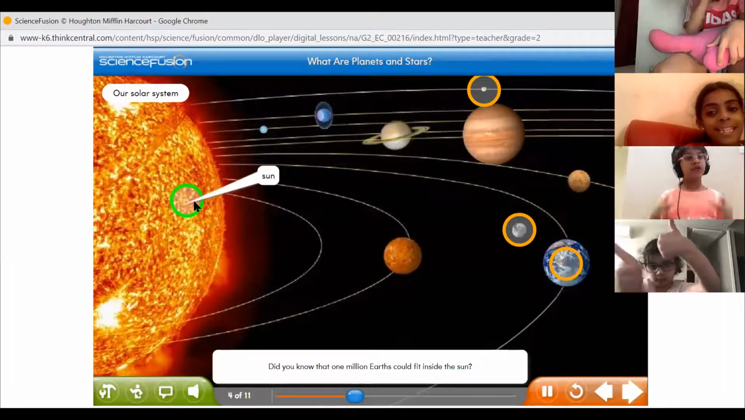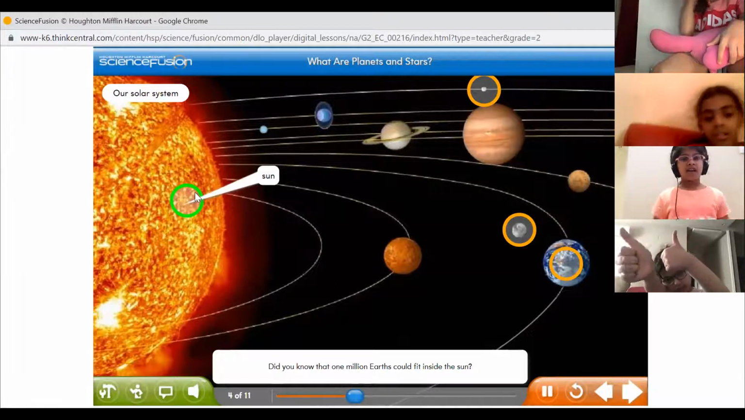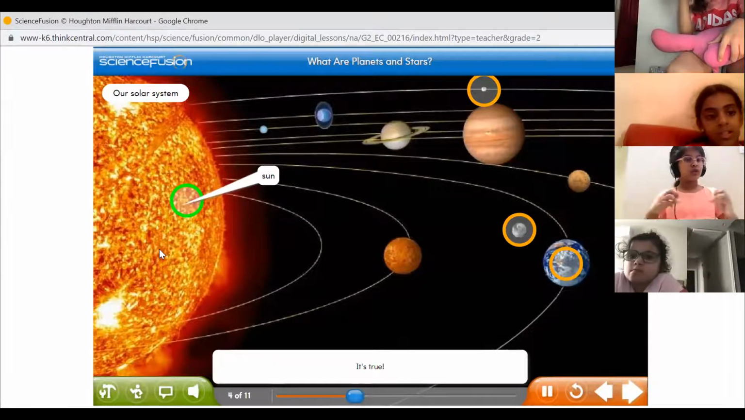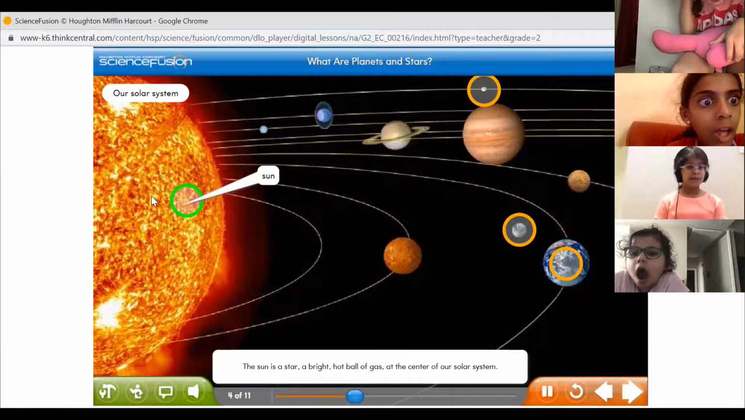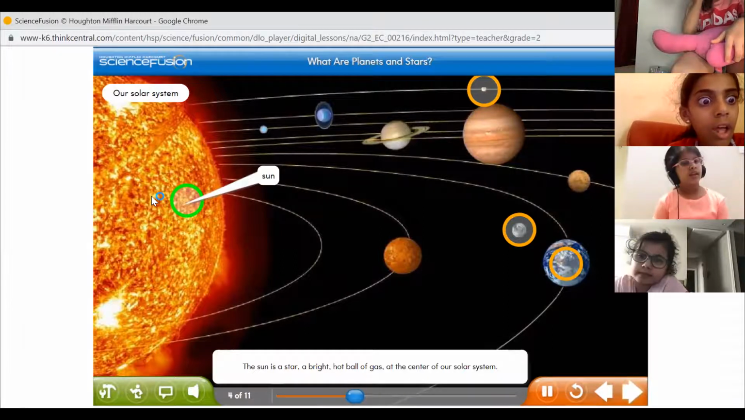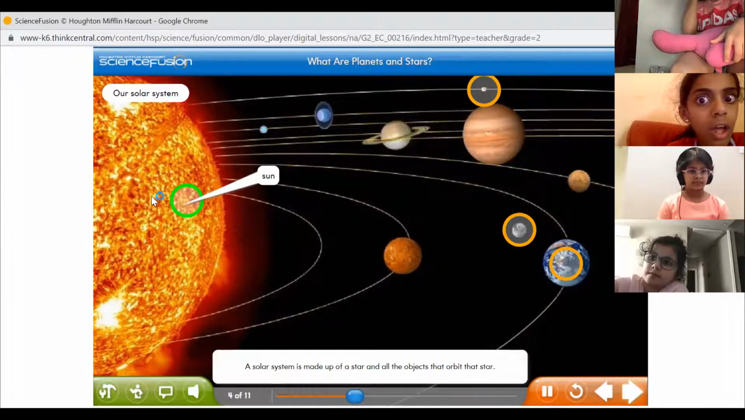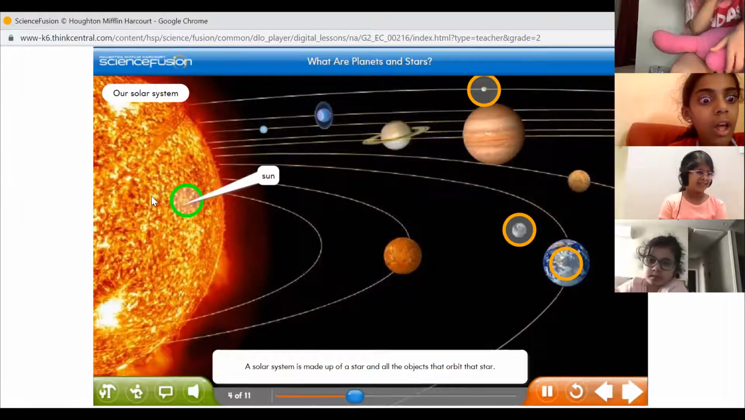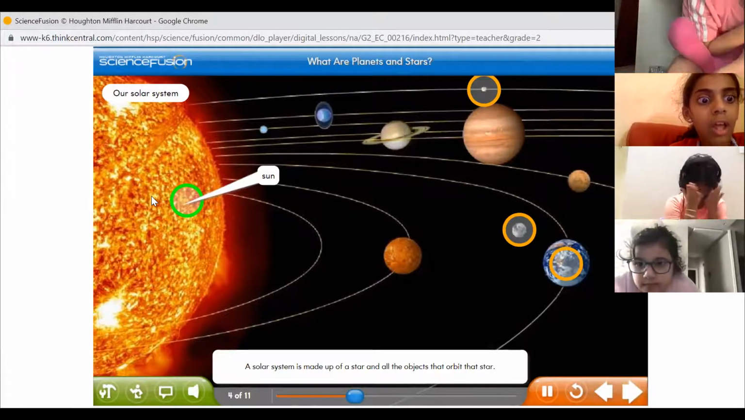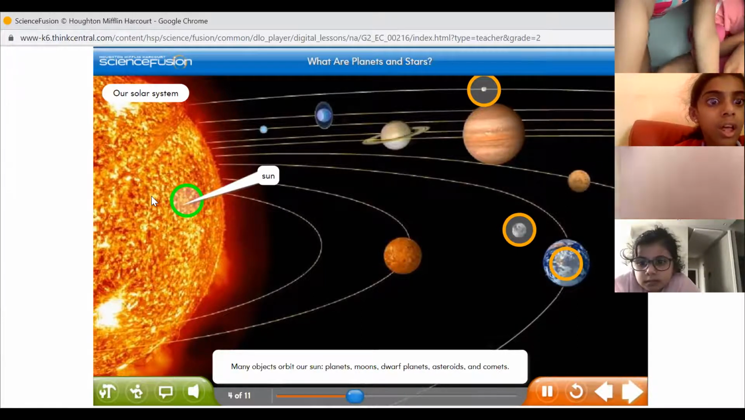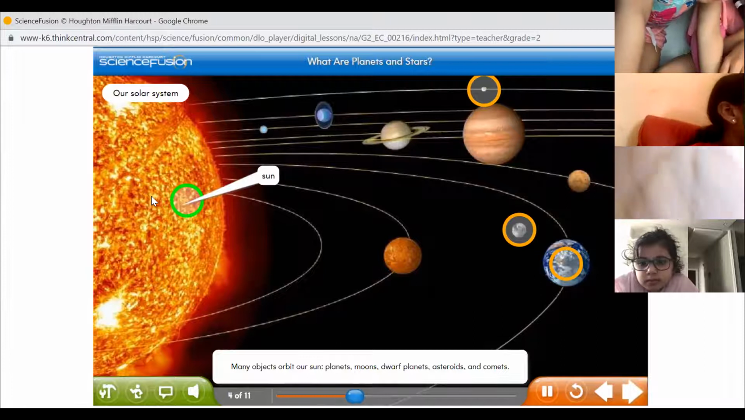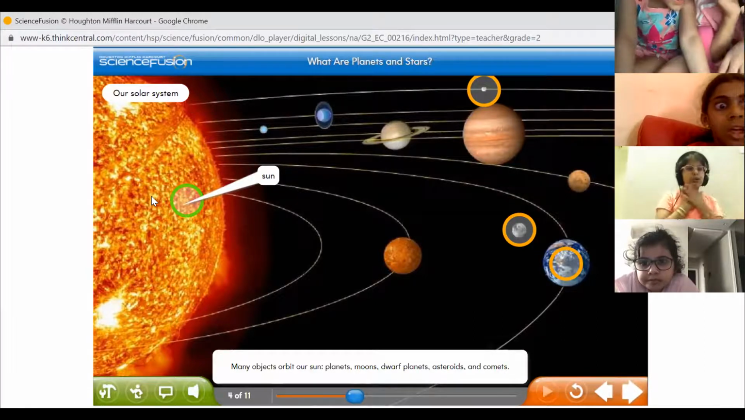Did you know that 1 million Earths could fit inside the sun? It's true. The sun is a star, a bright, hot ball of gas at the center of our solar system. A solar system is made up of a star and all the objects that orbit that star. Many objects orbit our sun: planets, moons, dwarf planets, asteroids, and comets.